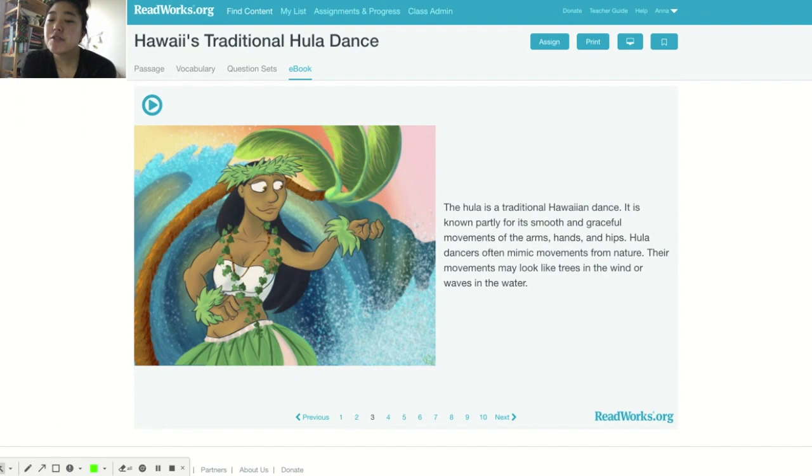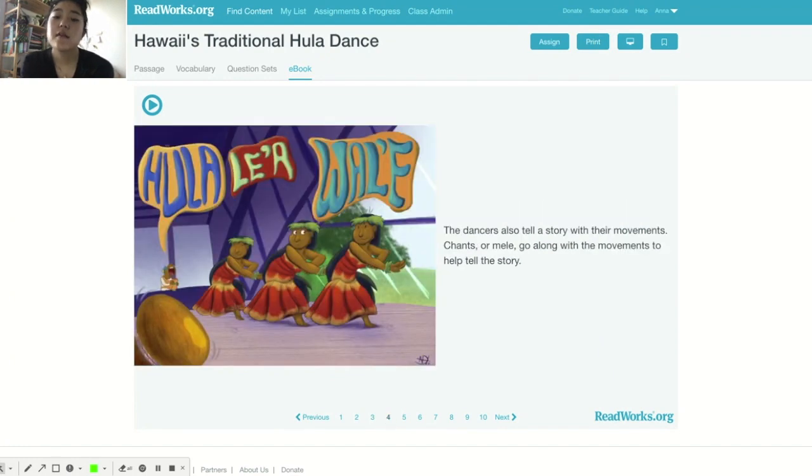So the hula is a traditional Hawaiian dance. It is known partly for its smooth and graceful movements of the arms, hands, and hips. Hula dancers often mimic movements from nature. Their movements may look like trees in the wind or waves in the water. The dancers also tell a story with their movements. Chants, or meli, go along with the movements to help tell the story.